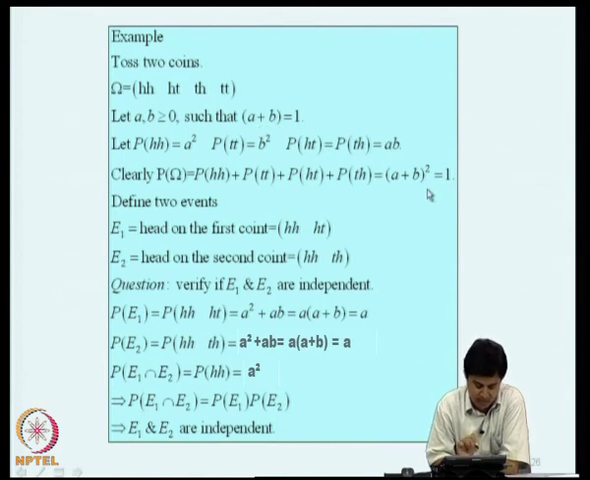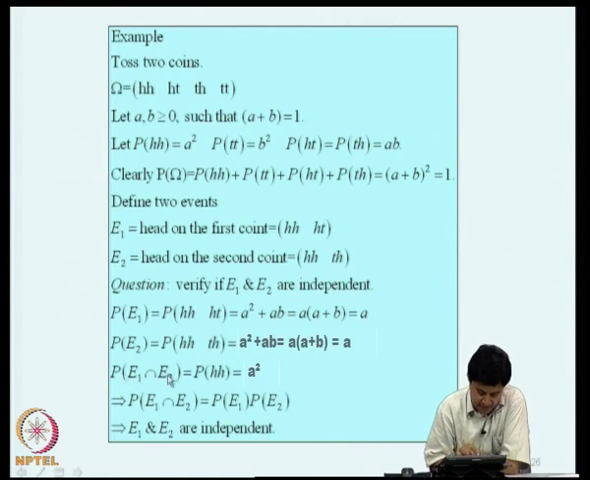Now, let us define two events. E1, the event head on the first coin, that is HH and HT. E2 is head on the second coin, that is HH and TH. Now, the question is, are E1 and E2 stochastically independent? How do we verify? We will find out the probabilities. The probability of E1 is the probability of HH plus HT, which is A square plus AB, which is A times A plus B, which is A, because A plus B is 1. The probability of E2 is the probability of HH and TH, which is B square plus AB, which is again B.